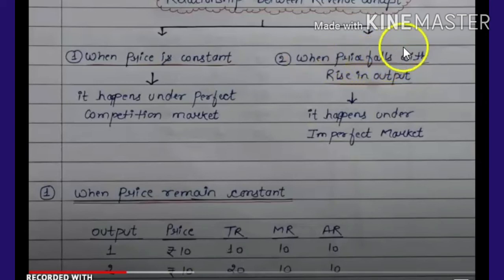Next is when price falls with a rise in output. So that's known as what? An imperfect market. So there is no price decision. It is known as what? Imperfect market. So we will be studying what happens if price is constant, that is AR is constant, and if price is not constant, AR goes on diminishing. Certain conditions are there that we are going to be studying.